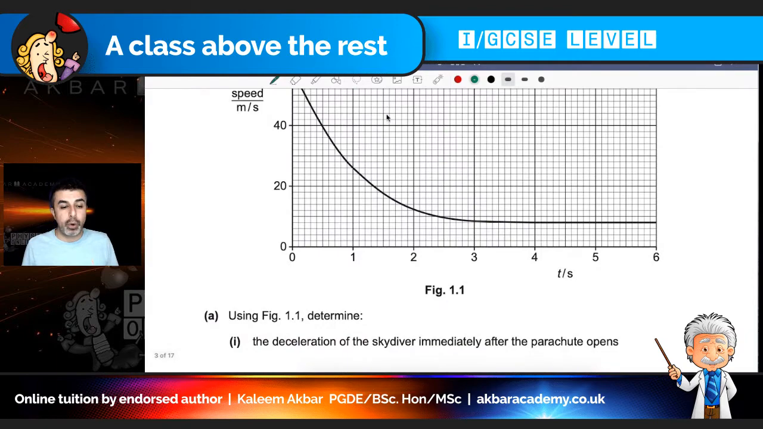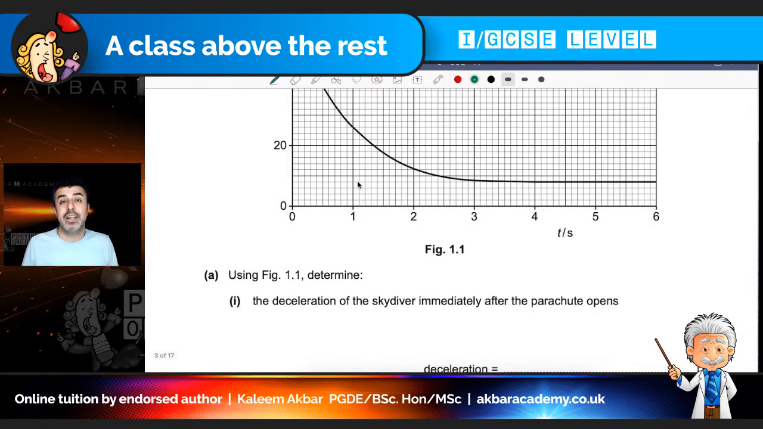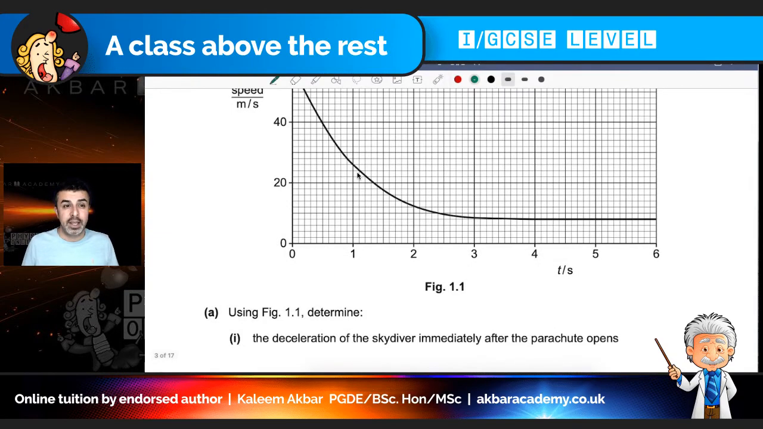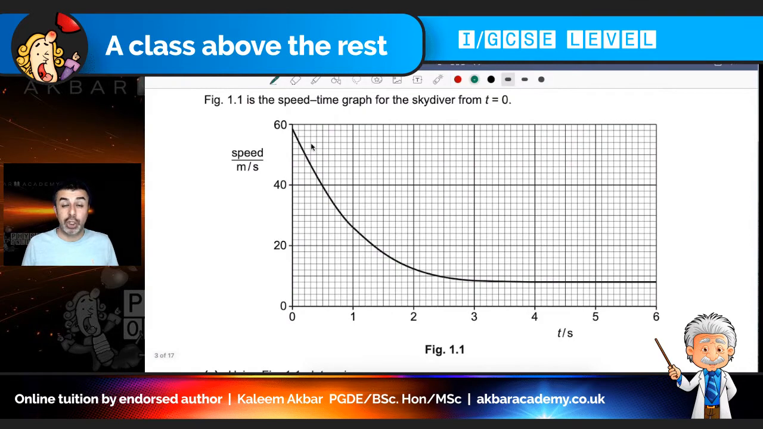Use figure 1.1 to determine the deceleration of the skydiver immediately after the parachute opens. Now, we've got to be careful here, because if you look at this graph, it looks fairly curved from the beginning. I can see that there is a small region where there is a straight line. What is the formula for acceleration? It's a equals v minus u divided by t. When they're asking for deceleration, basically they mean a negative acceleration, the fact that it's slowing down.